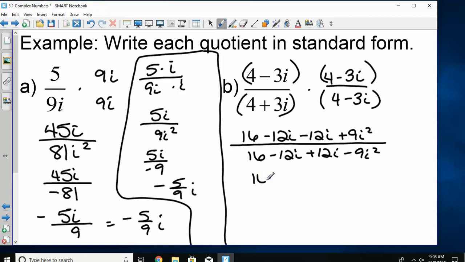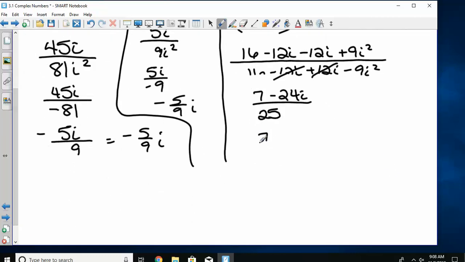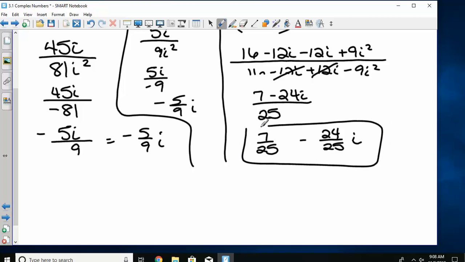Alright, combine like terms. 9i squared is the same thing as what? Negative 9. So negative 9 plus 16 would be 7 minus 24i. 16 and negative 9i squared, that would be 16 plus 9. And the 12i's drop. Okay, can I leave it like that? No, you have to separate them. Do they reduce? No. 7/25 minus 24/25.